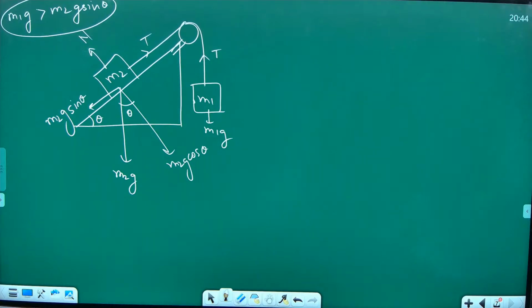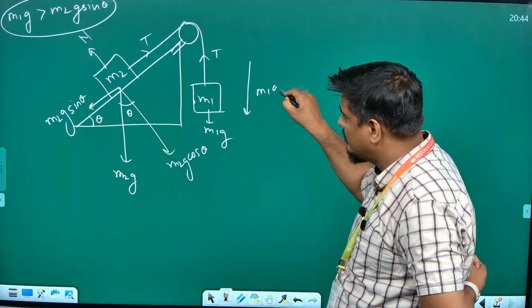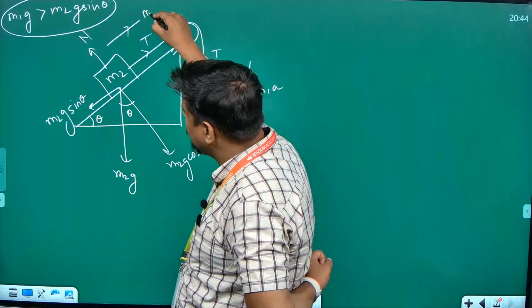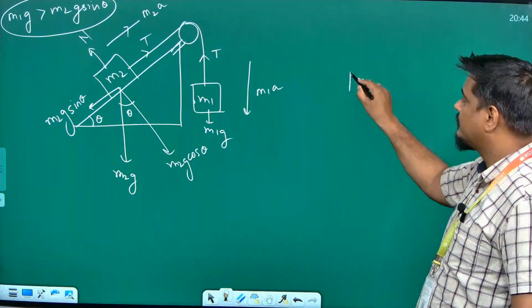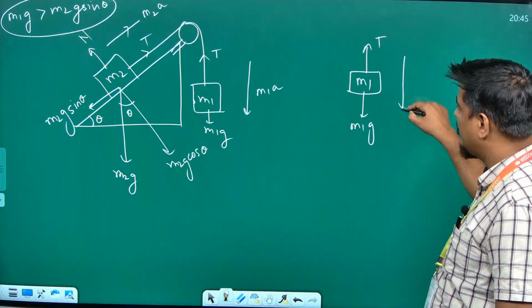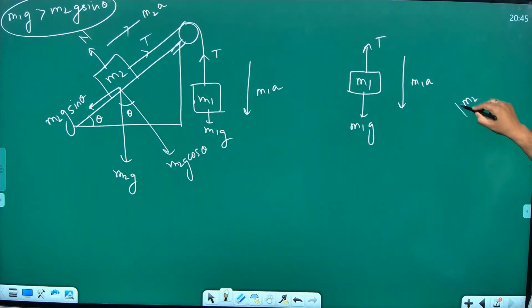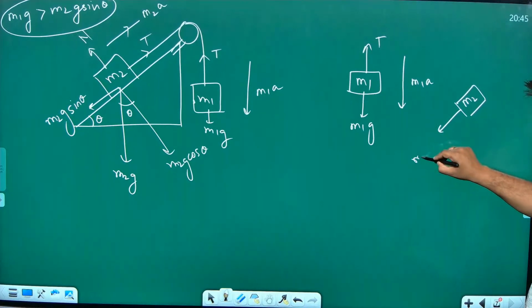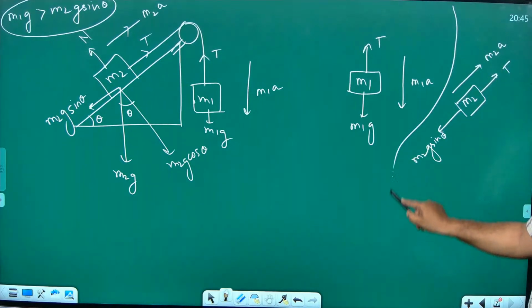Made the equations. Since I assumed m1g to be more than m2g sin theta, the net force will be acting like this, m1a, isn't it? And this side, in this direction, m2a. Now drawing the free body diagram of m1: downward m1g, upward tension, net force m1a. Drawing the m2 free body diagram: this side m2g sin theta, this side tension, and this side m2a. I hope it is clear to you, isn't it?